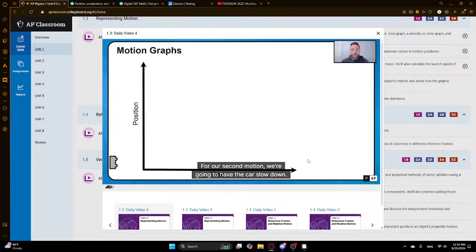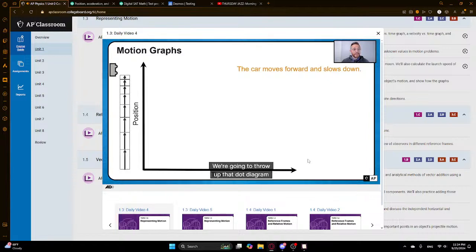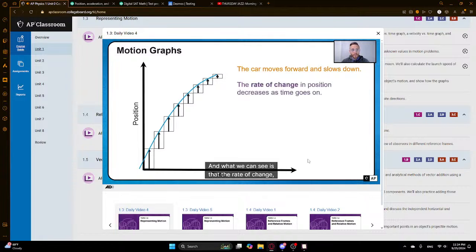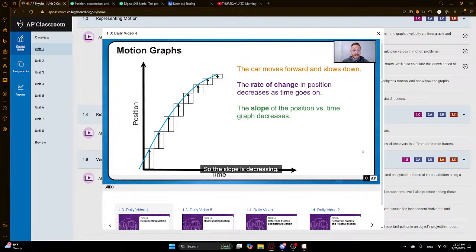For our second motion, we're going to have the car slow down. So the car is moving forward and slowing down. We're going to throw up that dot diagram and spread it out in time to give us a nice position versus time graph. I'm going to draw that line to see what's going on all the way through. And what we can see is that the rate of change, how my position versus time changes, is decreasing. Those little strips are getting smaller and smaller. We can also see that the slope of this position versus time graph decreases. It starts off very positive here, and it's less positive there. So the slope is decreasing.